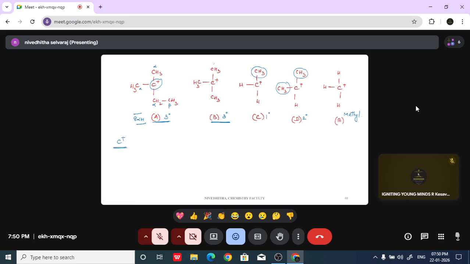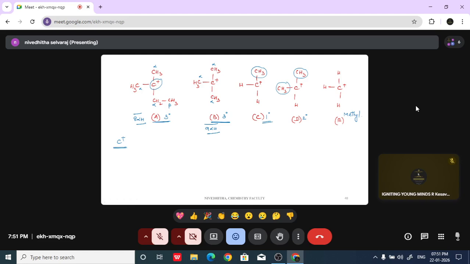9, ma'am. Very good, Kana. So we have 9 alpha hydrogen. 3, ma'am. Here we no need to find the number of alpha hydrogen, because it is already primary. So primary is least stable.